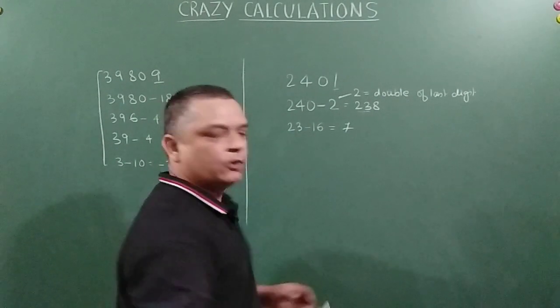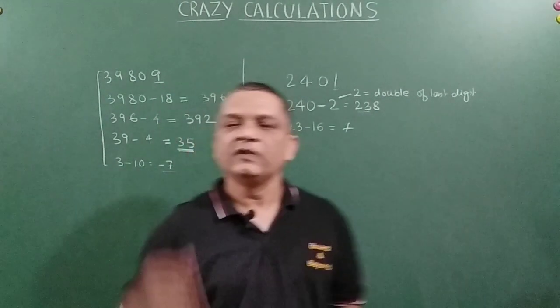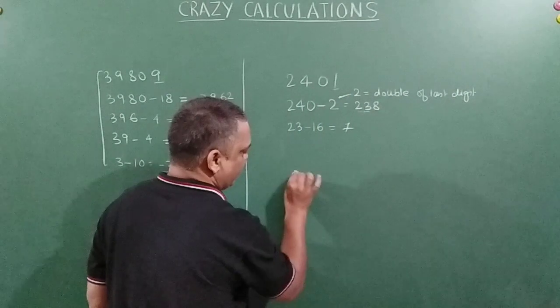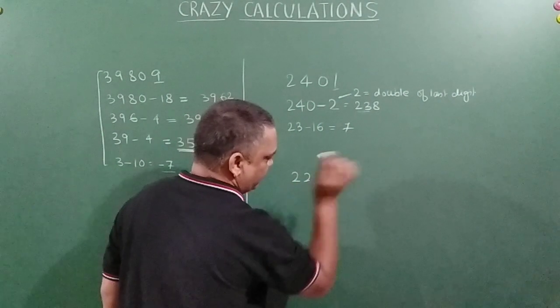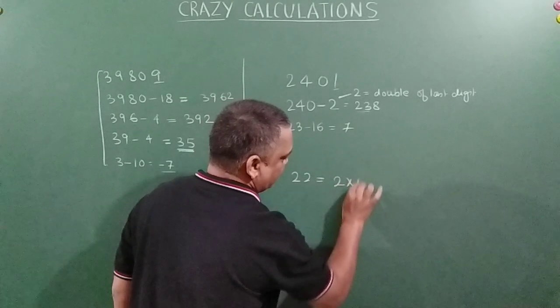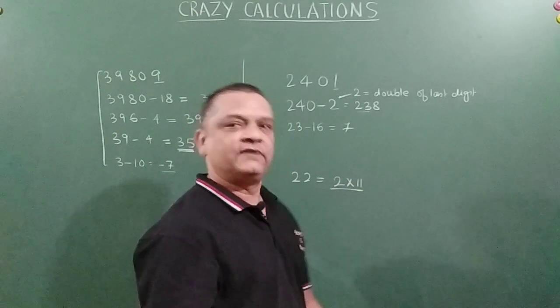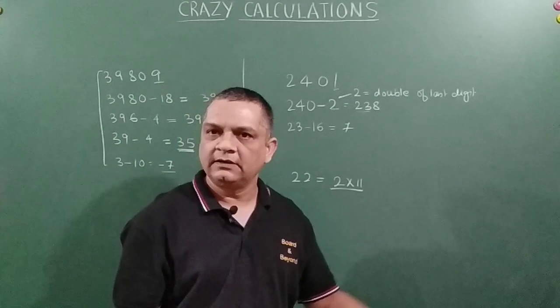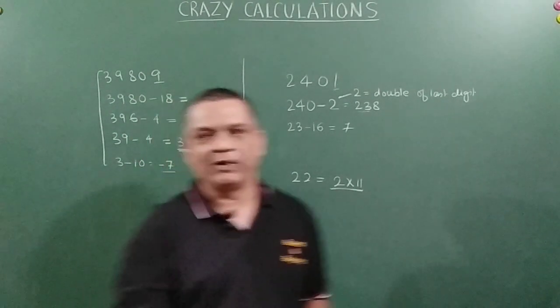So this technique, how to find out the divisibility by 7, and how to multiply with 22: wherever 22 occurs in a multiplication, what you do is write 22 as 2 into 11. It will make your life easier. Okay, multiply with 2, then multiply with 11, right? We all know how to multiply with 11.